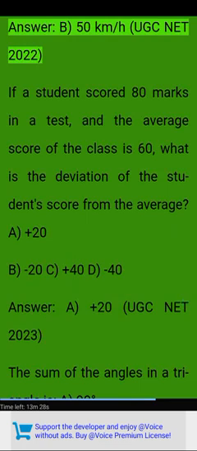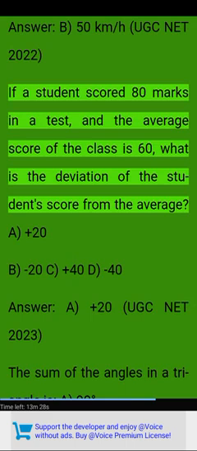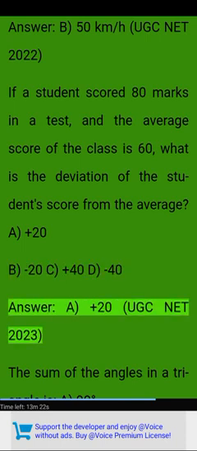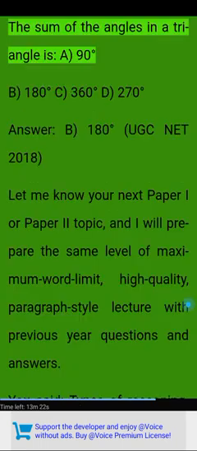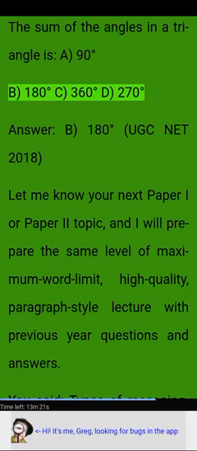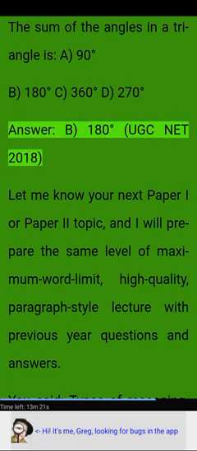UGC NET 2022. If a student scored 80 marks in a test, and the average score of the class is 60, what is the deviation of the student's score from the average? A. Plus 20. B. Minus 20. C. Plus 4. D. Minus 40. Answer: A, plus 20. UGC NET 2023. The sum of the angles in a triangle is: A. 90 degrees. B. 180 degrees. C. 360 degrees. D. 270 degrees. Answer: B, 180 degrees.